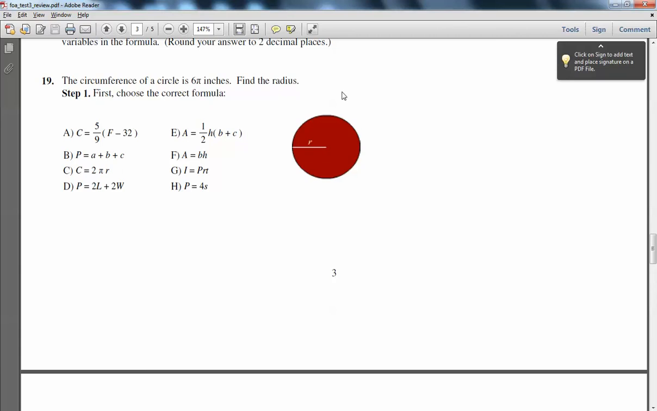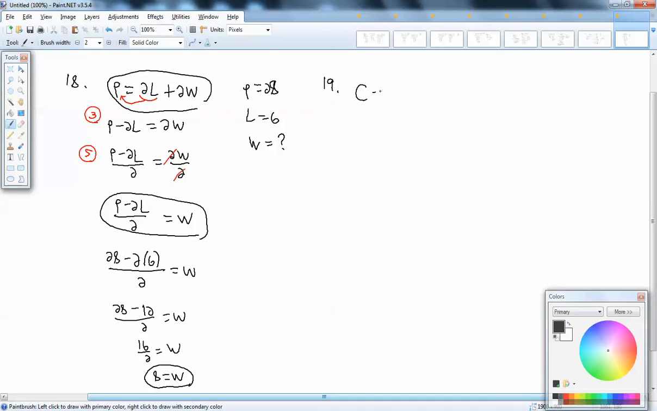What's this say? Circumference of a circle is 6 pi inches. Find the radius. First choose the correct formula. Now circumference is equal to 2 pi r. These ones I know. I use these quite a bit in trig. And use these a lot in calculus and so forth.